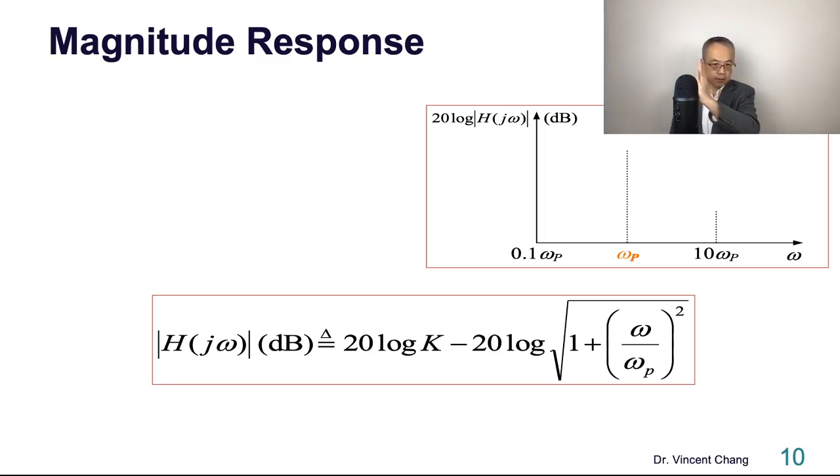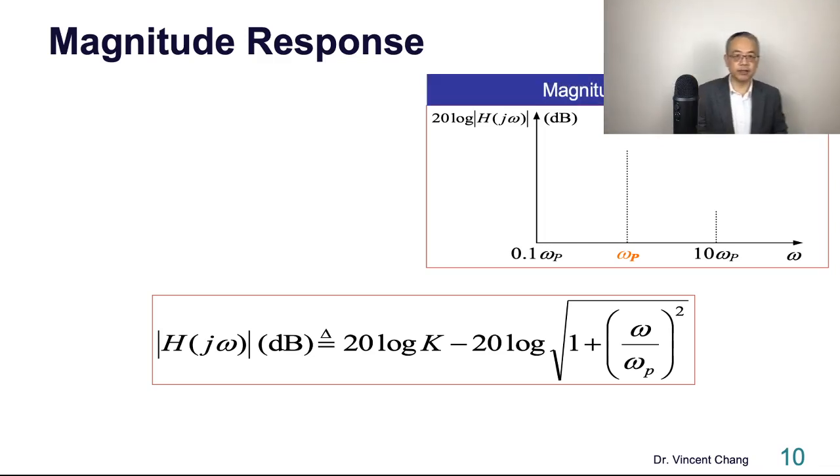Because it's the log scale, it's not linear scale. In the linear scale, it's 1, 2, 3, 4. But in the log scale, it's 10, 100, 1,000, and 10,000. All right, a decade is equal space for 10 times. So 0.1 omega p, and 10 omega p. Again, it's the log scale.